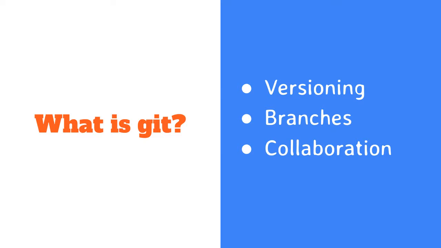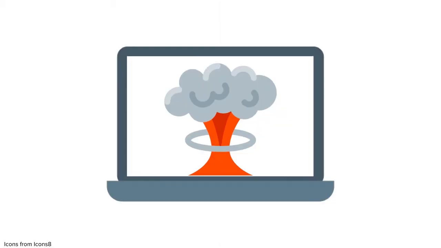First off, what is Git? Git is a way of saving your code that's much better than just saving it on your hard drive. First, you can see what changes you've made over time. This is called versioning. Second, you can make branches, which allows you to work on different features without disturbing your main code. Third, it's easy to work with other people when you use Git.